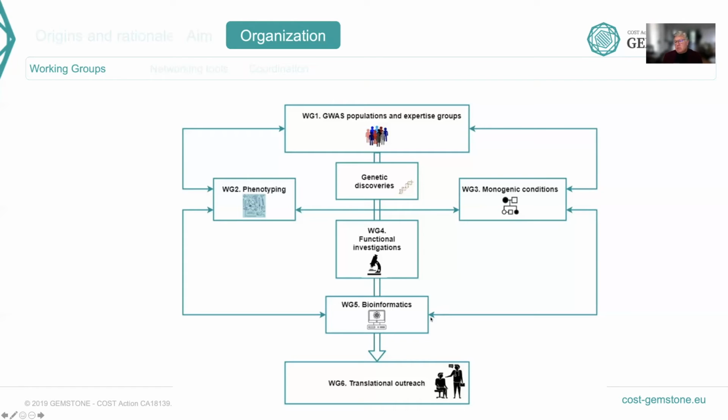And we do this with the help of working group 5, basically bioinformatics and biostatistical methods that are required to put all these data together, with one objective, that is the aim of working group 6, that is the translational outreach. Basically taking all this new knowledge and trying to understand what it means to the patient.